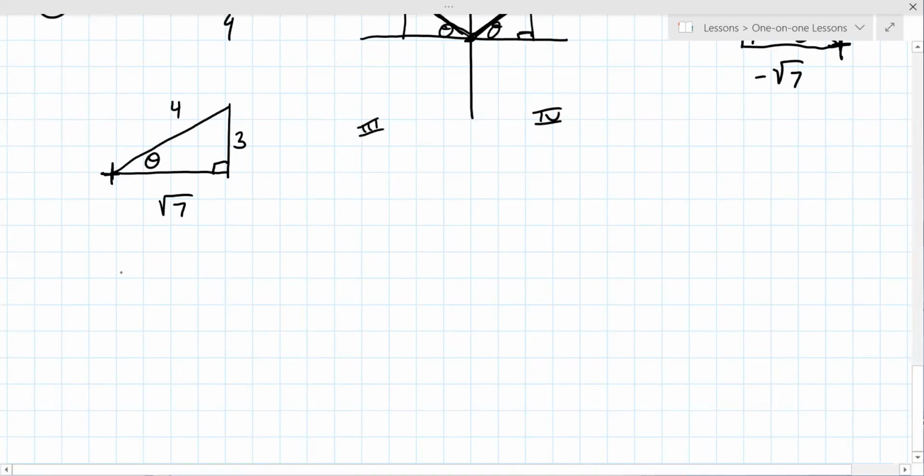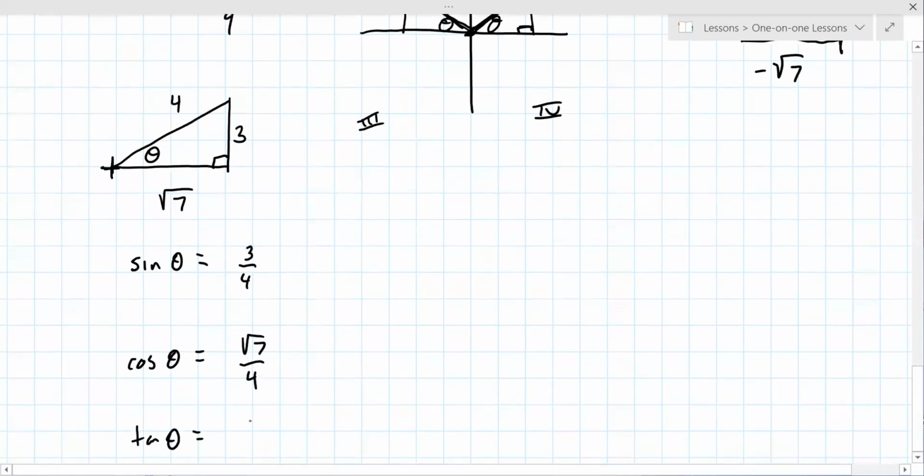Right. So you know that the sine of theta is 3 over 4. This is now no different than a problem we just did. Cosine theta is square root 7 over 4. Tangent theta, when I have the triangle, I just like going to the sides: 3 over square root of 7. And then I multiply top and bottom by square root of 7 to get 3 square root 7 over 7.